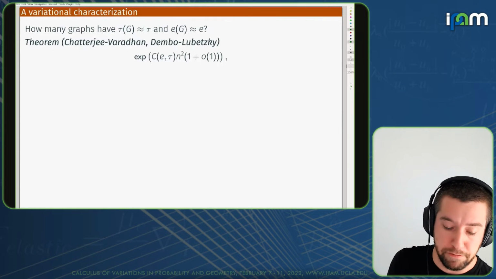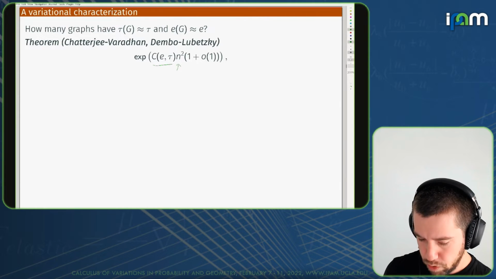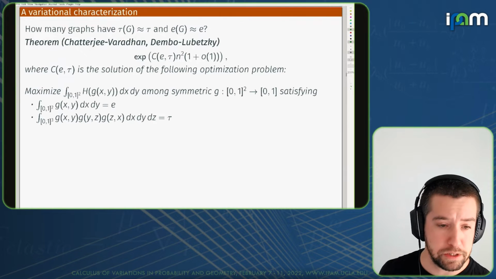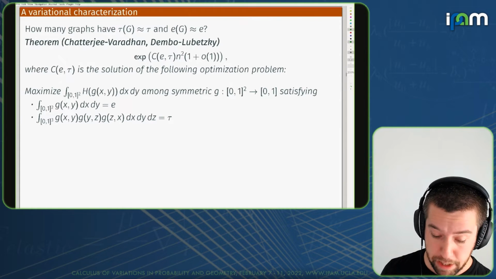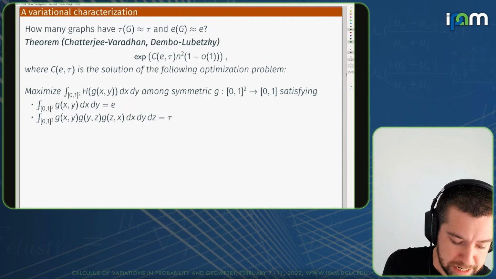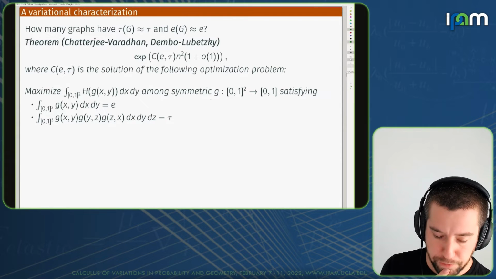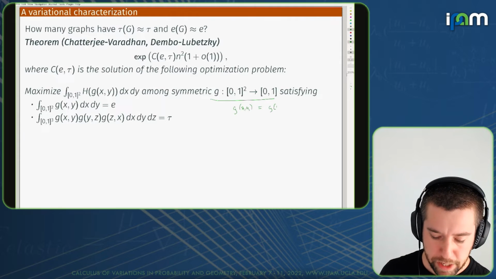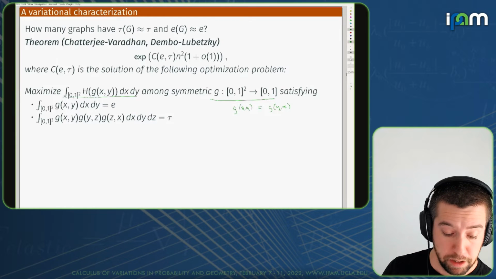It's e to the power of some constant times n squared, up to lower order terms. And the constant in their result was written not explicitly, but as the solution of a certain optimization problem. So they give a variational characterization of this number that I'm after. And the optimization problem is: I want to maximize, among symmetric functions from the unit square to the unit interval, so symmetric meaning g(x,y) equals g(y,x), among such functions, I want to maximize the integral of the binary entropy of the function.